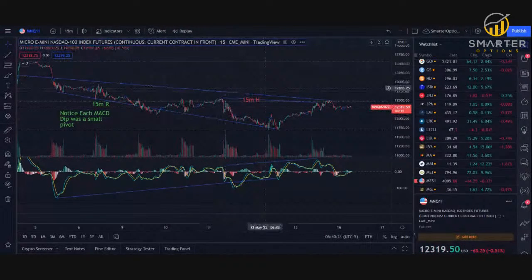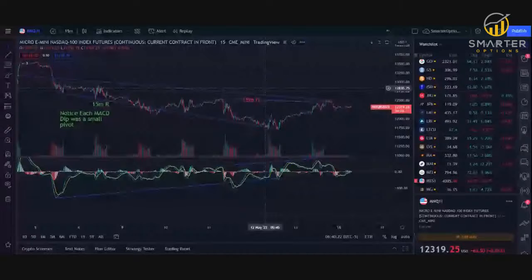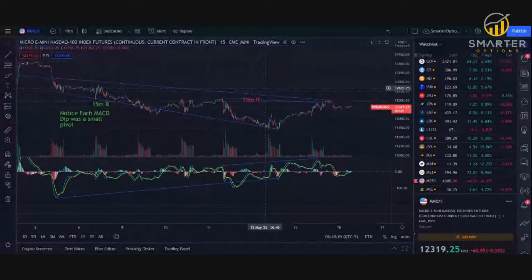Then you have hidden divergences. The difference with hidden divergences is that they signal a continuation, and they're harder to see, so you have to practice a little bit more. A bullish hidden divergence is where price action has higher lows, but the oscillator has lower lows. This is a sign that the bullish trend will continue. And then there's bearish hidden, where you have lower highs and the oscillator has higher highs.